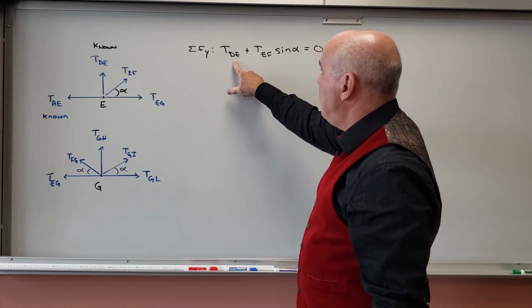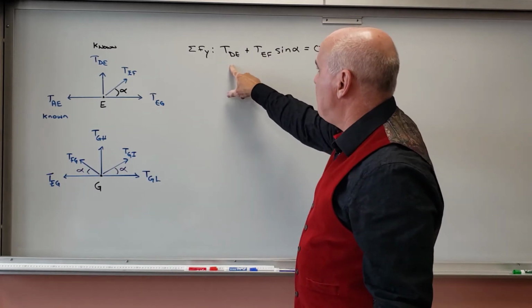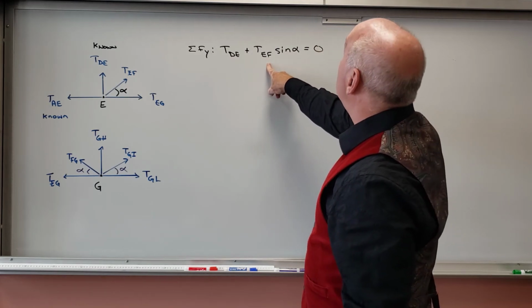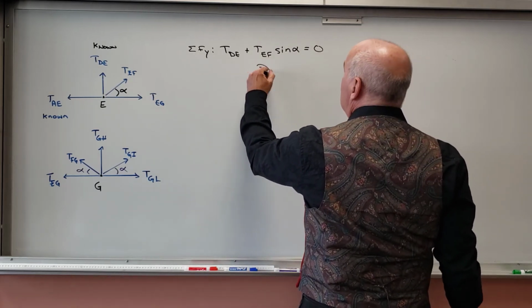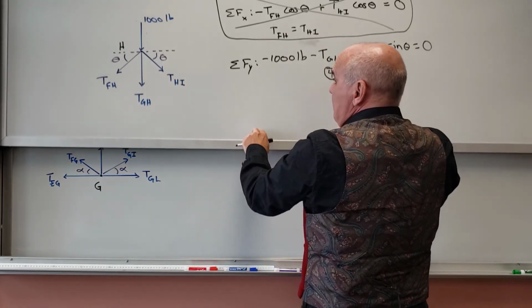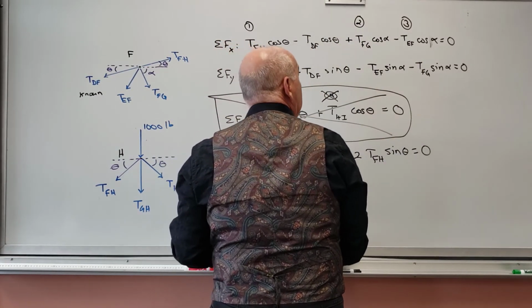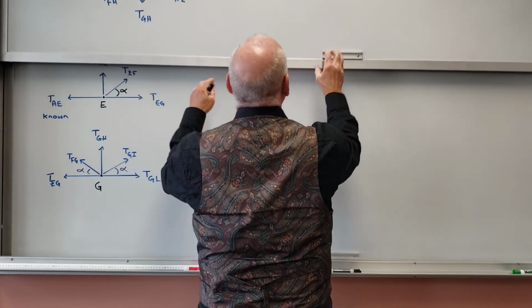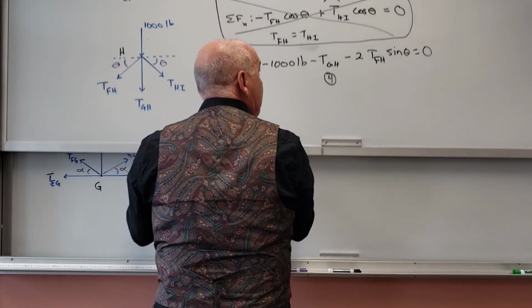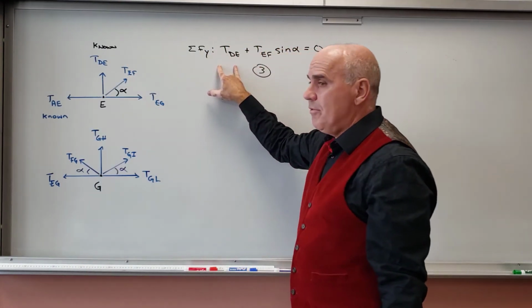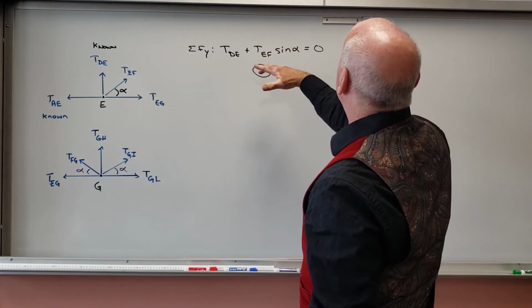And so I know TDE. TEF is the only thing I don't know, and I know what alpha is. This was in compression, remember. So TEF is now known. And that was unknown number 3. If we go back to this board right here, TEF was unknown number 3. And so there's 4 equations, right? Excuse me, go back to this board. 1, 2, 3, and then this is equation number 4. So I've solved for those 4 unknowns.